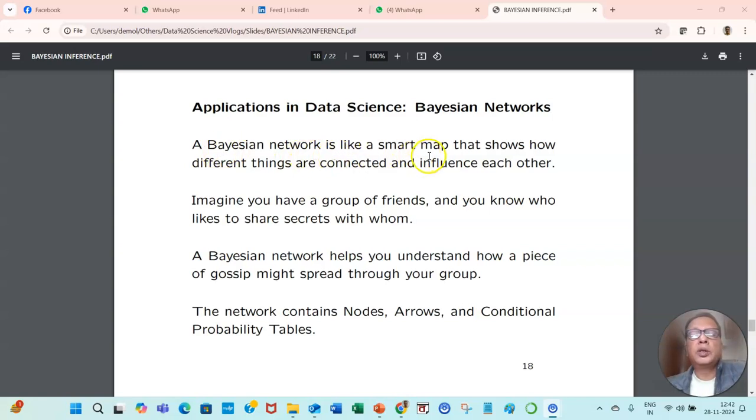A Bayesian network is a smart map that shows how different things are connected and influence each other. Imagine you have a group of friends and you know who likes to share secrets with whom. A Bayesian network helps you understand how a piece of gossip might spread through your group, or how an epidemic is spreading out in a population. The network contains nodes, arrows, and conditional probability tables.